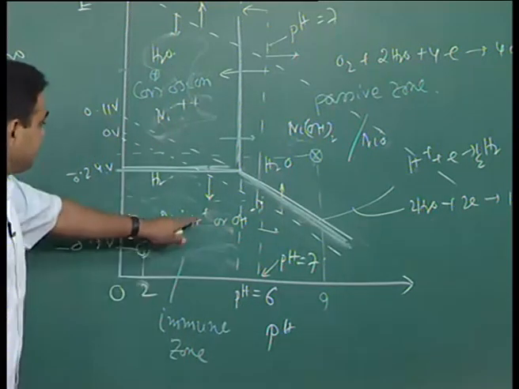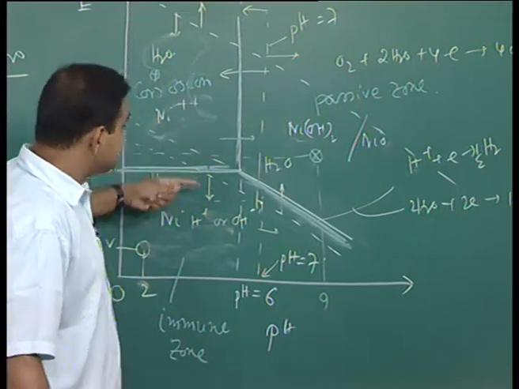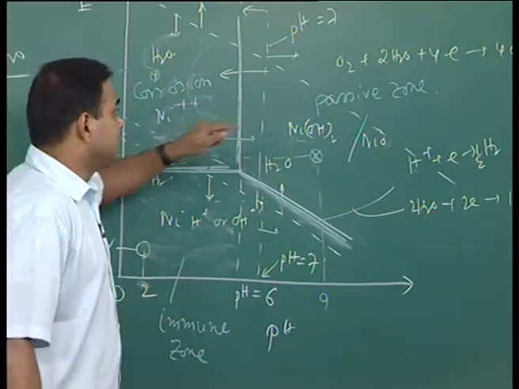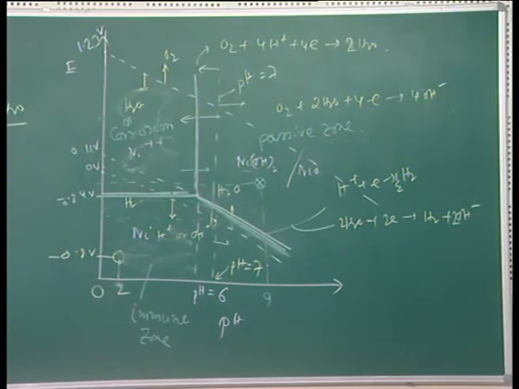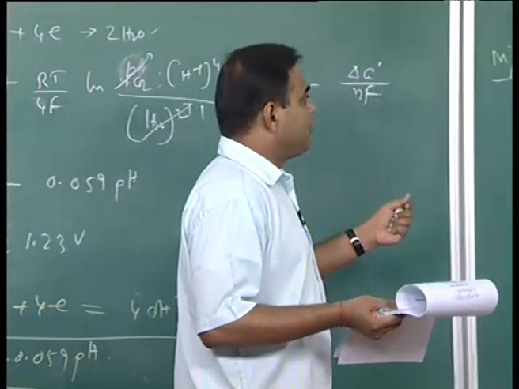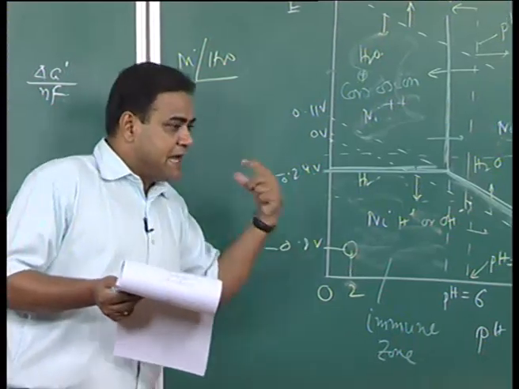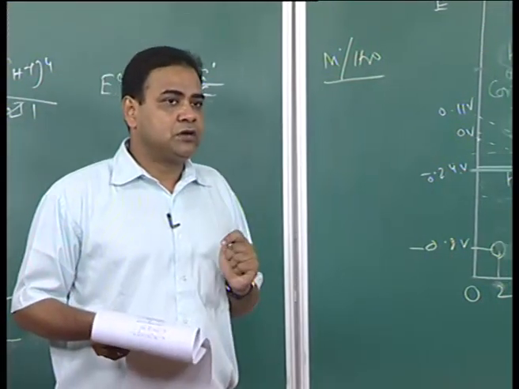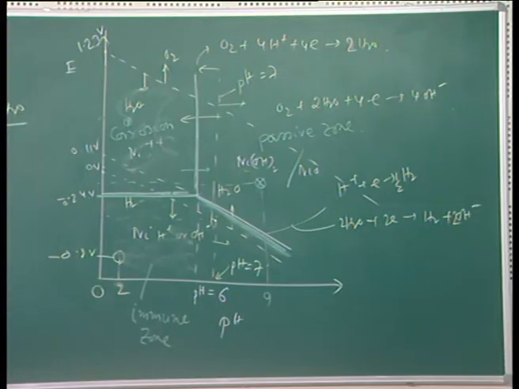So, that means we have immune zone, corrosion zone and passive zone. This information we are getting, which zone would be immune, which zone would be corrosion and which zone would be passive, is very, very essential information we need to have, and this will guide me whether thermodynamically nickel is able to corrode in the solution or not. That information we would get from this. We will come to the advantage of Pourbaix's diagram, but let me also give you some other example.